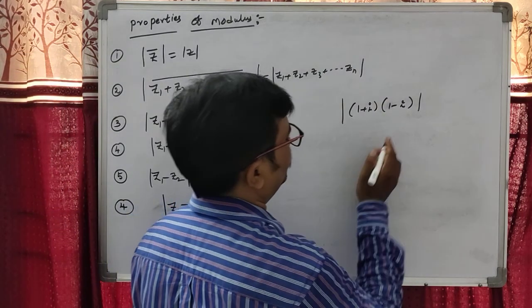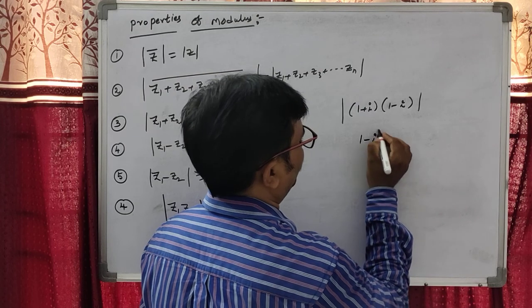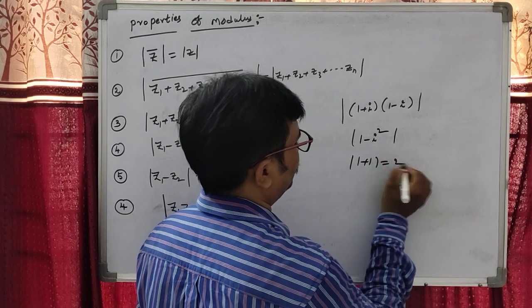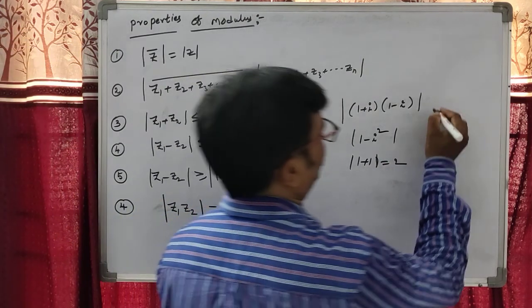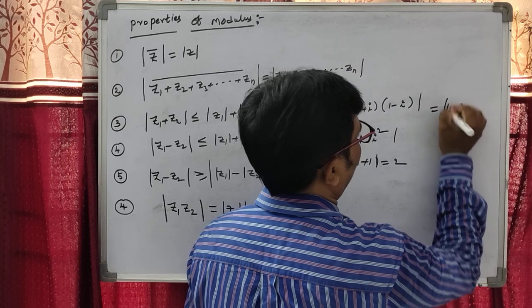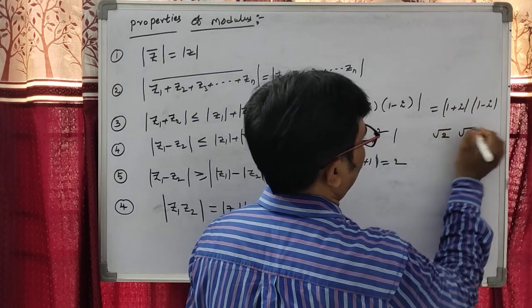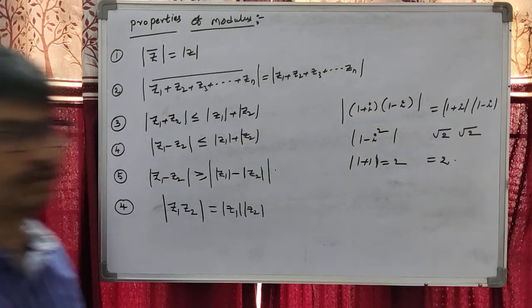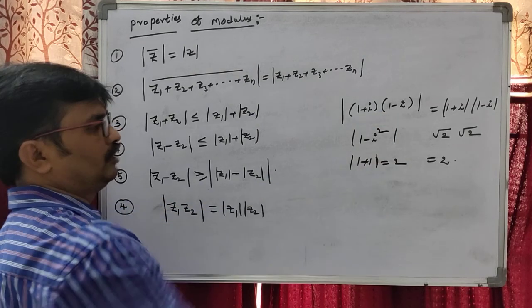(a + b)(a - b) is, students, a² - b². What is there, students? 1 + 1 is 2. Suppose, students, we take separately |1 + i| into |1 - i|. This is root 2 and root 2, which is, students, 2. So after simplification we can apply the modulus.